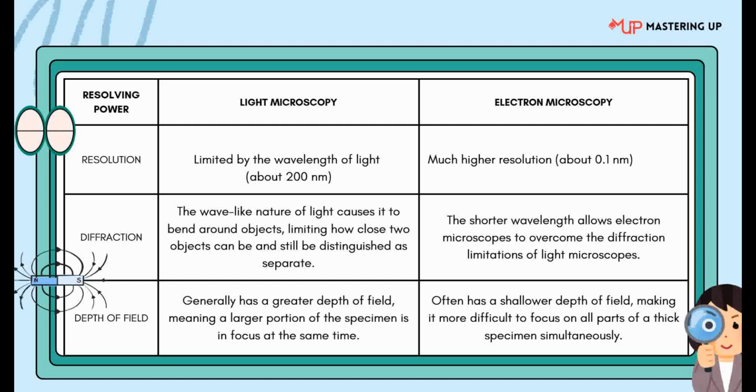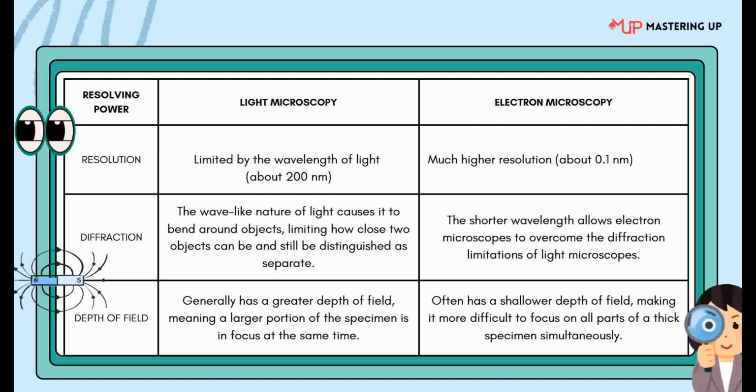In electron microscopy, electrons, like light, also behave as waves. However, because the wavelength of electrons is much shorter than that of visible light, diffraction is less of an issue. This allows electron microscopes to overcome the diffraction limit faced by light microscopes, enabling them to resolve much smaller structures and provide more detailed images.